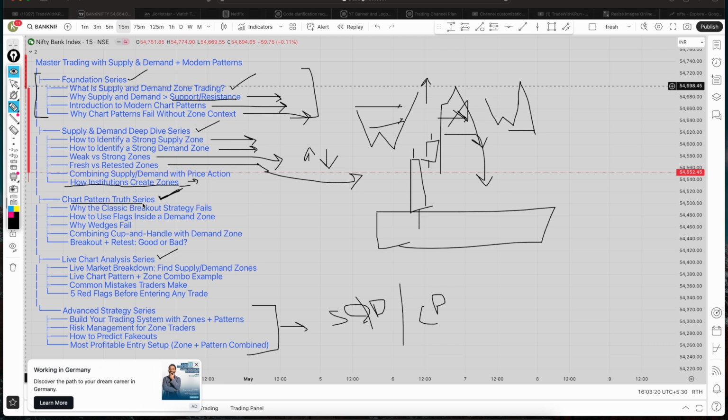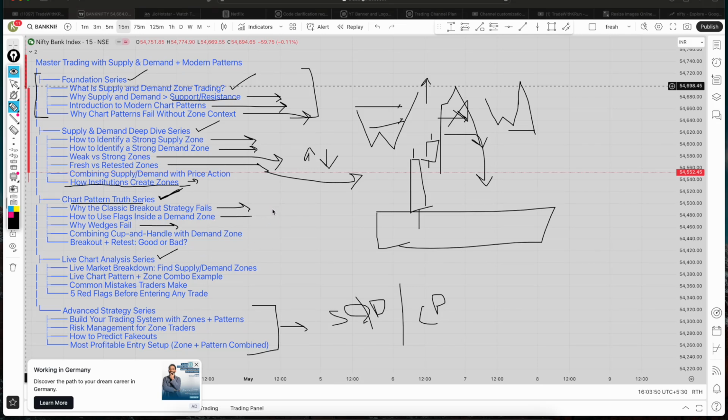In this series we'll find out why certain chart patterns or chart breakouts fail, and how to use flags inside a demand zone. Flags in the sense, we can say whether it is going to fail or whether it is going to give us a good profit. So we'll see wedges failing, and all these types are kinds of chart patterns.